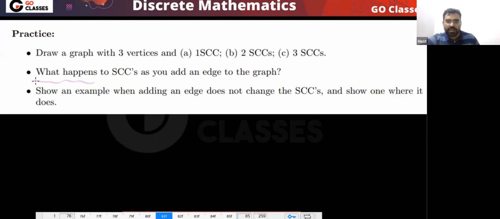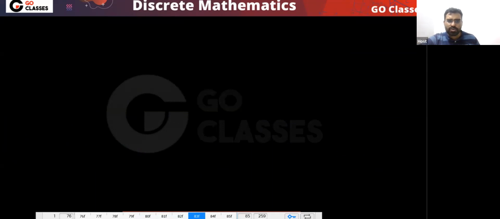So what happens when you add one edge? We have already seen this. These concepts we have seen. So this is your concept of strongly connected components. Please tell me, is this clear? Anyone has any doubt in this? Is it crystal clear? Okay, very good.